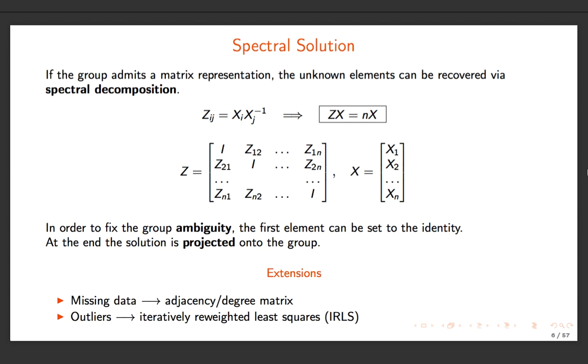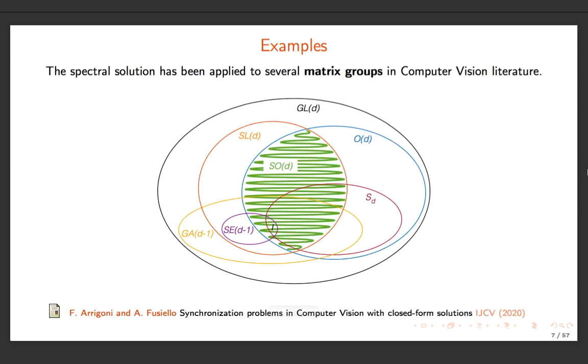This derivation assumes full measures, but it can be easily extended to the case of missing data by using the adjacency matrix and the degree matrix of the graph. Moreover, it can also be made robust to outliers by using iteratively reweighted least squares. The spectral solution has been applied to several matrix groups in computer vision literature, as shown in the figure.